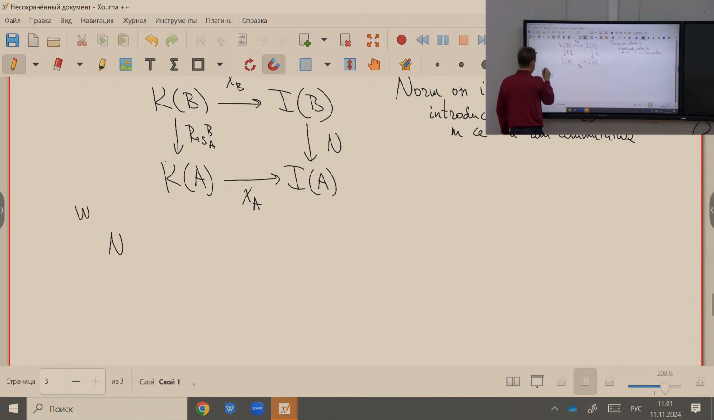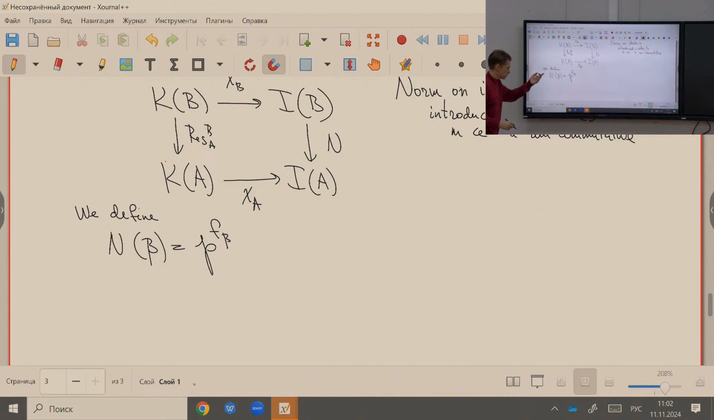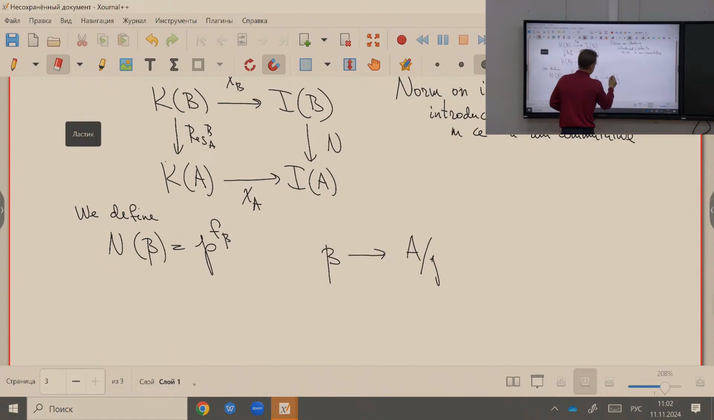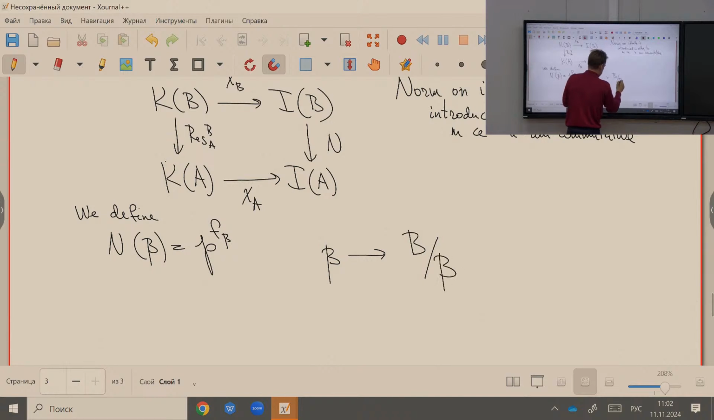Yeah, so we define the norm of beta. By this formula, now it is clear why we are defining it. Because if we consider, instead of beta, we can consider B mod beta. So we consider B mod beta as a module. Yeah, so the restriction is considering it as a module.